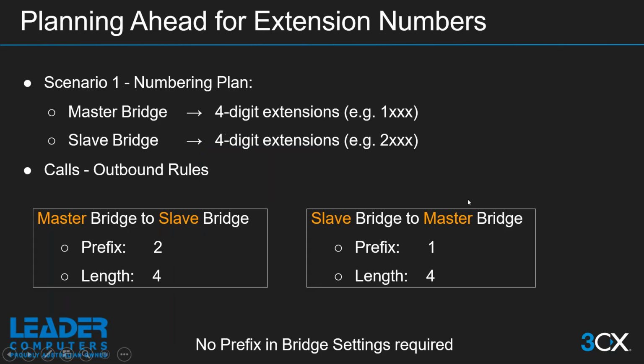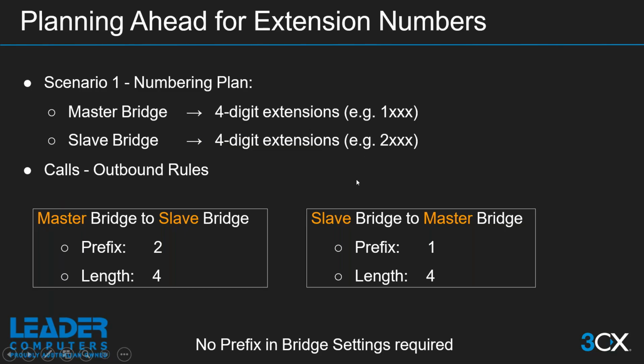So, planning ahead for extension numbers, this is what I previously mentioned: the extension digit overlap. Let's say this is a new project and 3CX A and B will have a bridge in between. So you can plan the digits accordingly. For example, the master bridge extension digit is 4 and the slave bridge extension digit is 4.